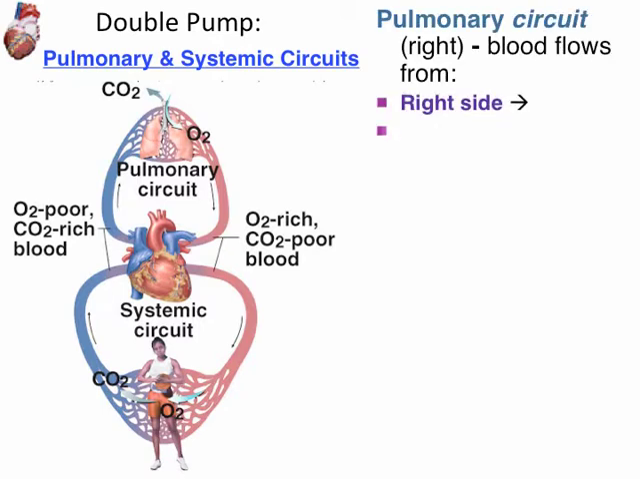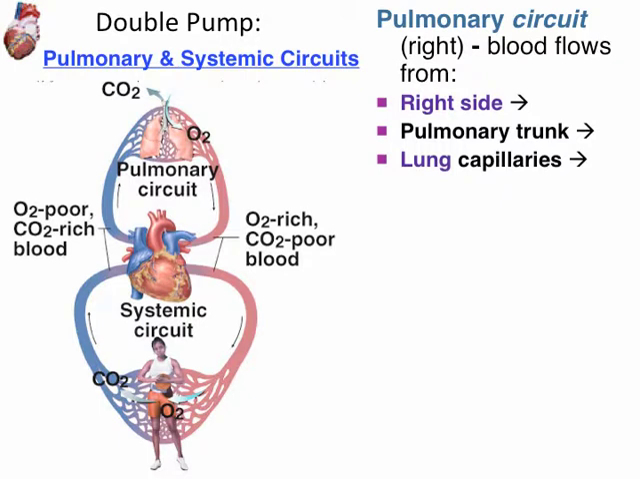So in the pulmonary circuit, I told you the blood flows from the right side of the heart through the pulmonary trunk, which is that blue structure coming out of the heart. It takes the deoxygenated blood, or blood that's low in oxygen and high in CO2, to the lung capillaries, where oxygen moves into the blood and carbon dioxide moves out. And then the blood comes back via 4 pulmonary veins, which are those 4 red tubes in the cartoon going into the heart.